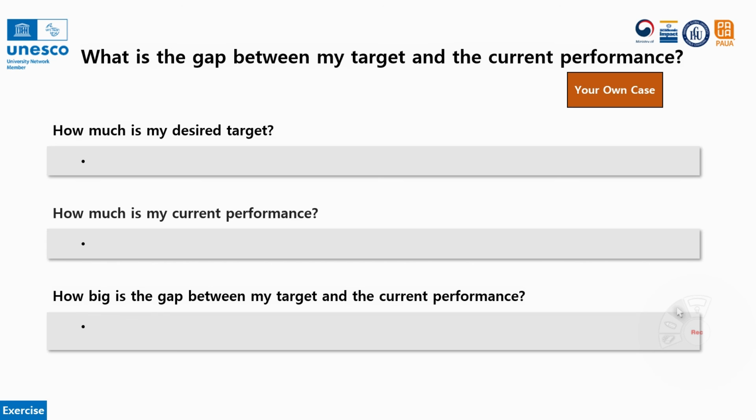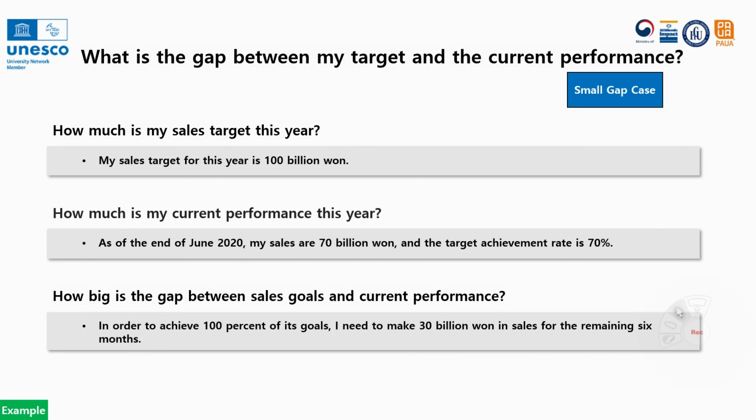So this is the first step to build the business strategy, to think about the gap between your desired target and your current performance. You don't have to think about the sales target numbers like in this case.